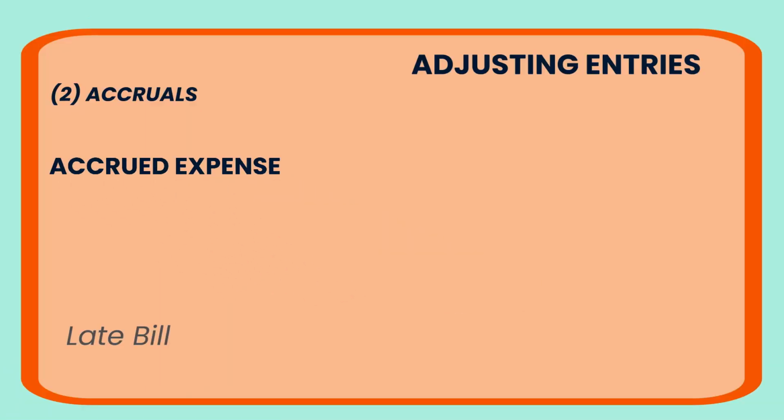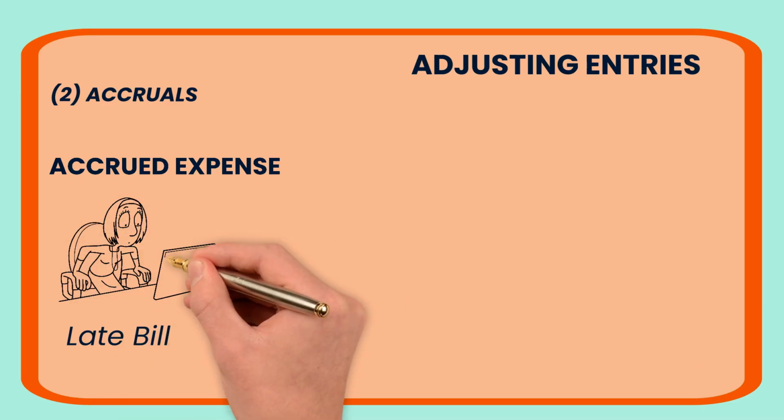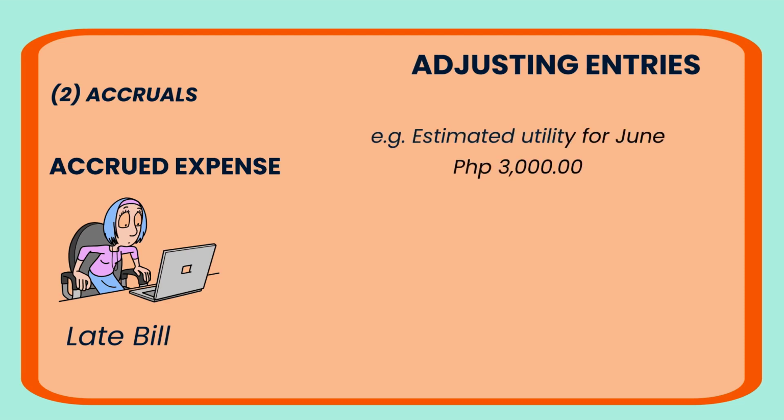As an example, for accrued expense, let's say may utility expense ka na for June, pero na-late ang bill mo. Gamit mo na ang kuryente pero wala pa ang bill. You still need to record it in June kasi doon mo siya nagamit. Paano mo ito gagawin? Kadalasan ito ay i-estimate mo. Maaari mong gawing basihan ang month of last year if you think that's closer to the amount that you're expecting. And this is usually done at the end of that particular month.